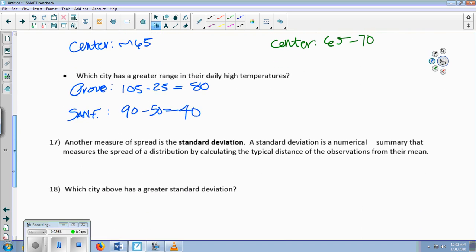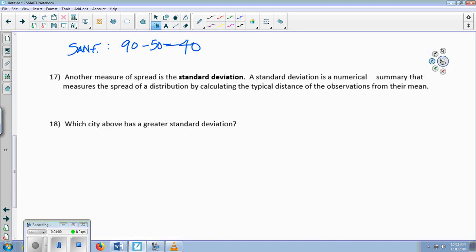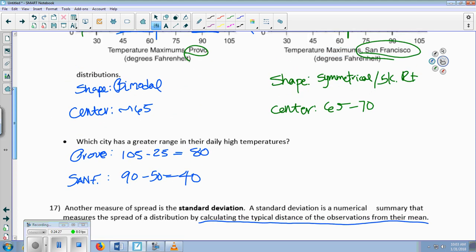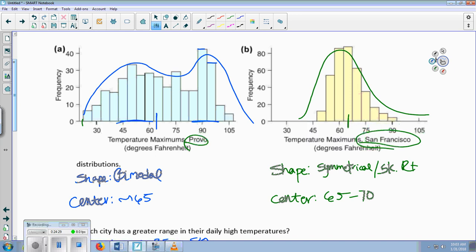But another measure of spread, and one that we're going to spend a lot of time working with, is called the standard deviation. A standard deviation is a numerical summary that measures the spread of the distribution by calculating the typical distance of the observations from their mean. So basically, we're going to look at all the observations and figure out the average distance each observation is from their mean. And which city above do you think will have the greatest standard deviation?